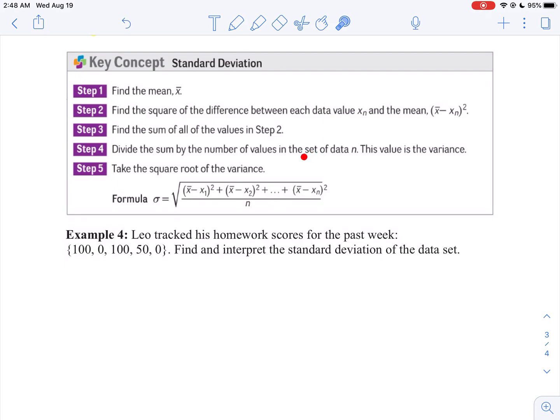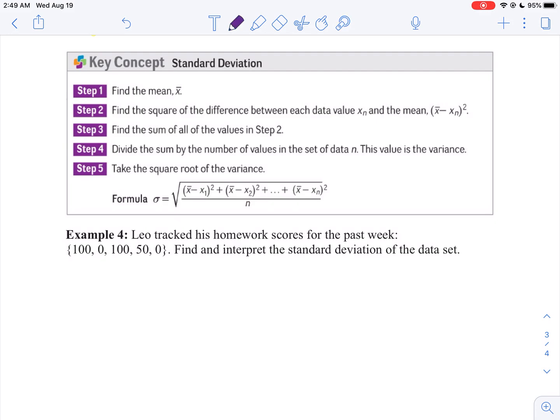When you do that, that's called the variance. But we've squared it, so your units aren't going to correspond. So finally, to find the standard deviation, we'll take the square root of that answer. Now that's a lot of things to keep track of in your short-term memory, so let's go through this one step at a time. We're going to make a table here.